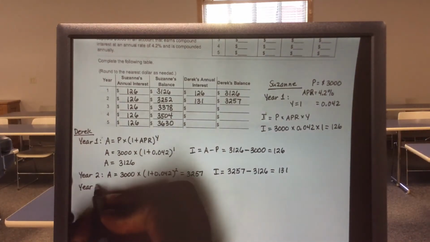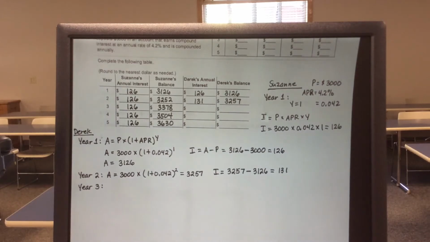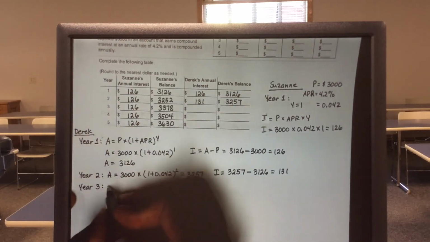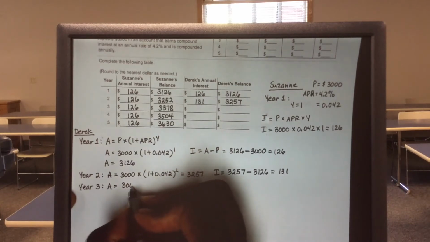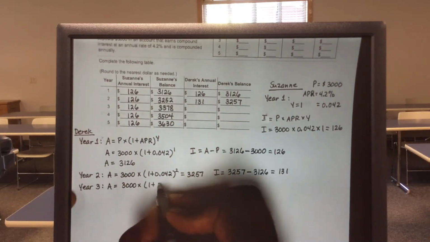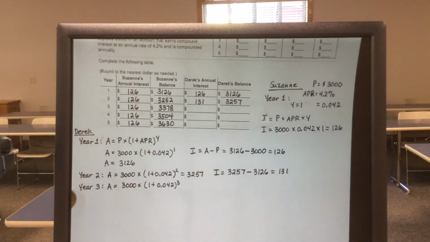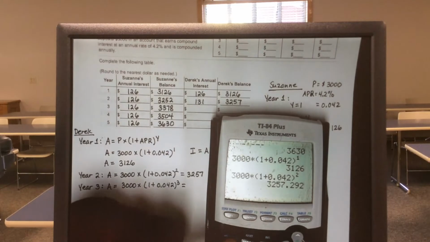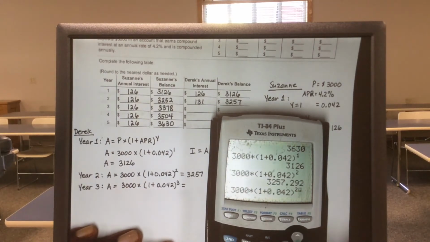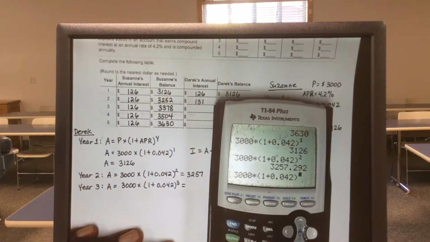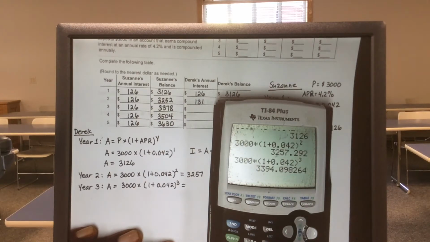Now for the third year, we're going to still use that same expression, but here it's going to be to the third power because it's the third year. Okay. And I'm going to do this second and enter to pull this up. Use my left arrow key to go up to the exponent and change that 2 to a 3. And then press enter. To the nearest dollar, it will be $3,394.